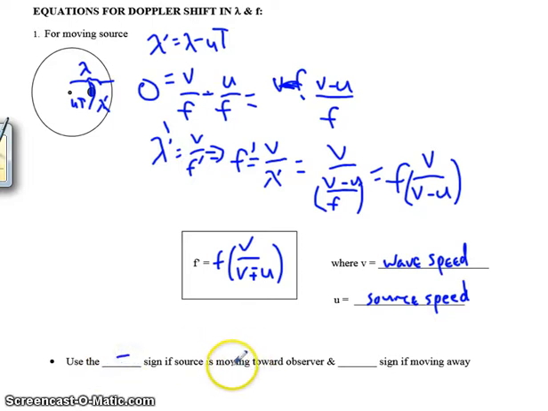Okay, if we're moving toward the observer, or excuse me, if the source is moving towards the observer, and then we use a plus sign if we're moving away. A minus sign will make the denominator less than the numerator, which will make this product, or this quotient, greater than 1, so our observed frequency is greater than the original, which we expect from a conceptual standpoint.